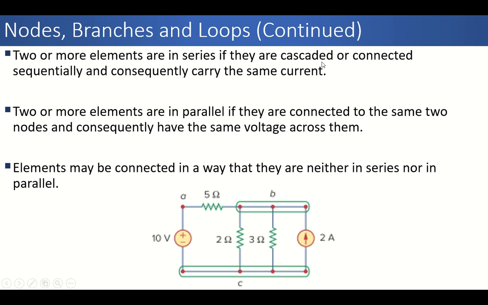If they are back-to-back connected, that is, if they are cascaded or connected sequentially, in this case the current will be the same. So just like the previous circuit, you can see that the 10 volt and 5 ohm resistance are actually connected in cascade. That is, there is no component interconnected between the joining points of the 5 ohm and 10 volt components. So that's why we say that these are in series.